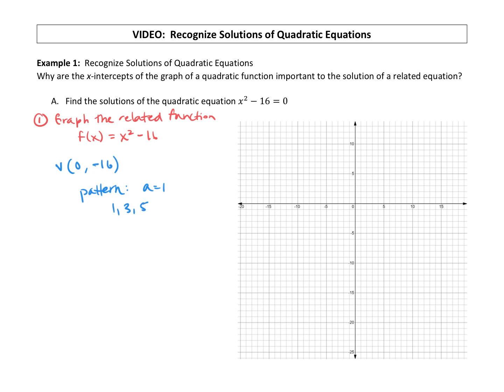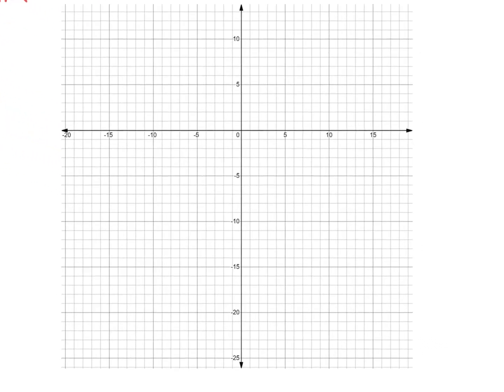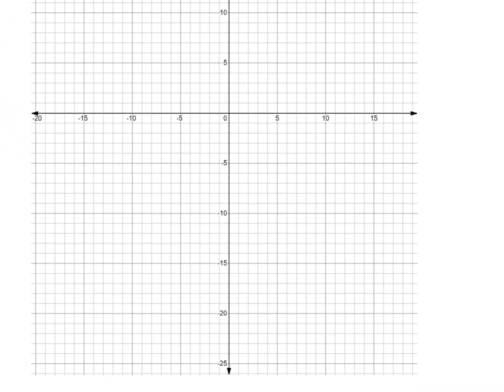So I'm going to zoom in and we're going to plot our vertex, and then we're going to do our graphing pattern. So our vertex is at 0, negative 16. Now our graphing pattern: up 1 to the right 1, up 3 to the right 1, and up 5 to the right 1. Let's get those points reflected on the other side of our axis of symmetry.